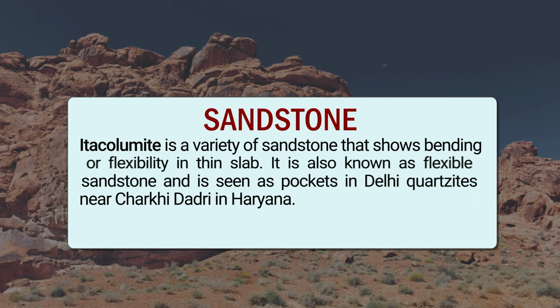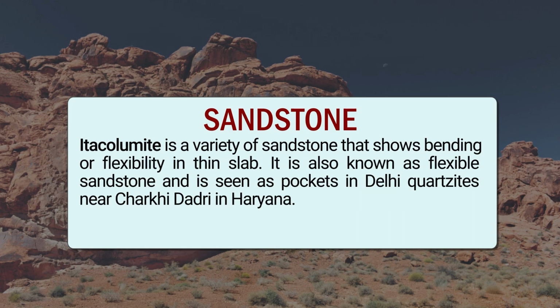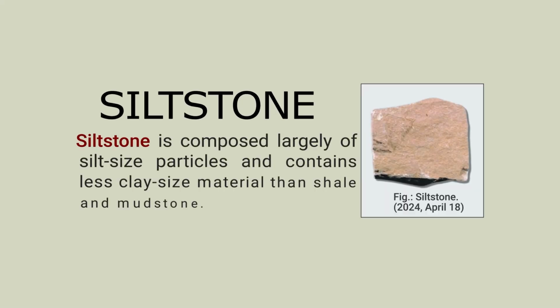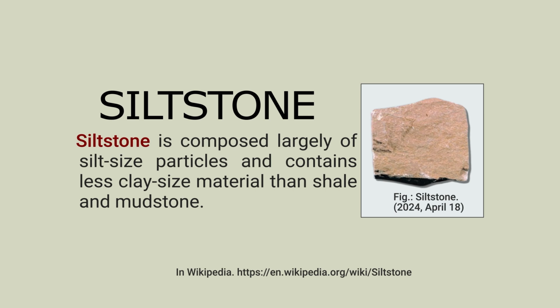There is also a variety of sandstone named itacolumite. This is a variety of sandstone that shows bending or flexibility in thin slabs. It is also known as flexible sandstone, and it is found in pockets in Delhi quartzites near Chakri Dadri in Haryana. Another example of clastic rock is siltstone.